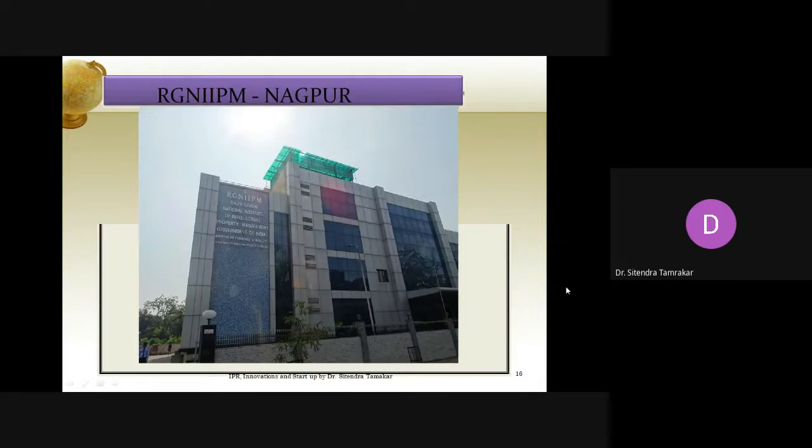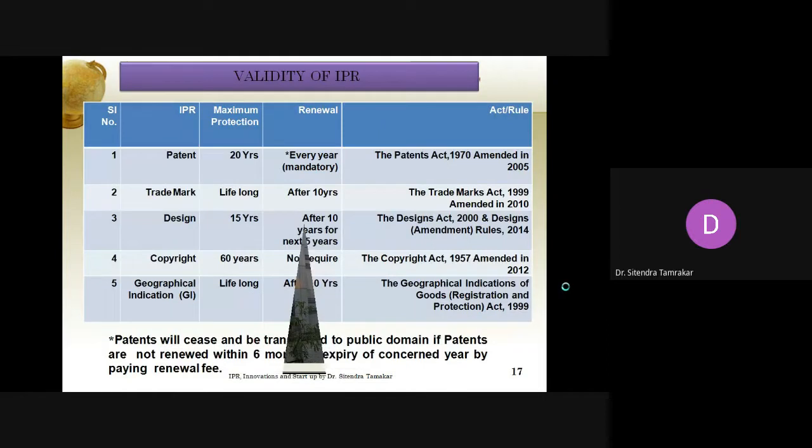And there's an IPR office in Nagpur only, a subsidiary.